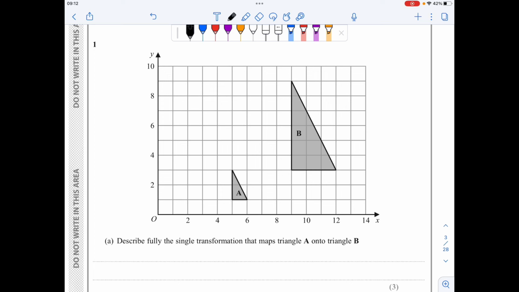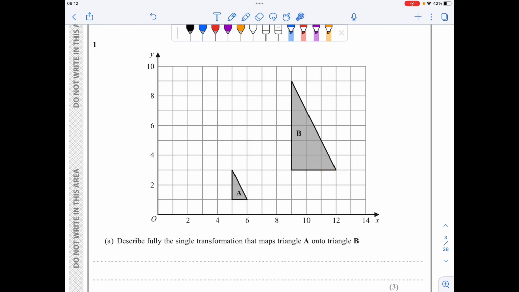For part A of question 1, we need to find the transformation that gets A onto B. This is obviously an enlargement, and to find the scale factor, just look at one of the sides of the triangle. For example, the base becomes from 1 to 3, so the scale factor is 3.